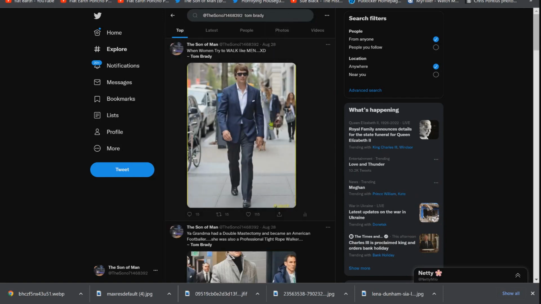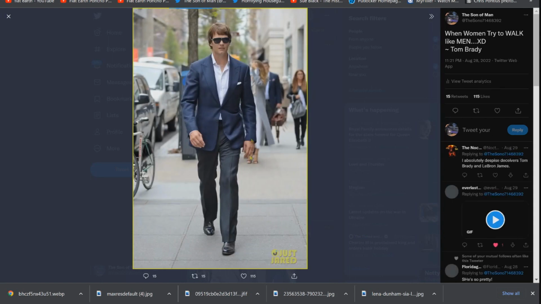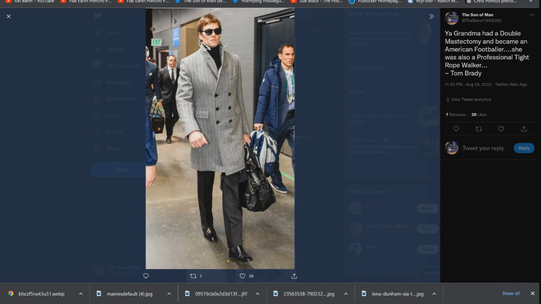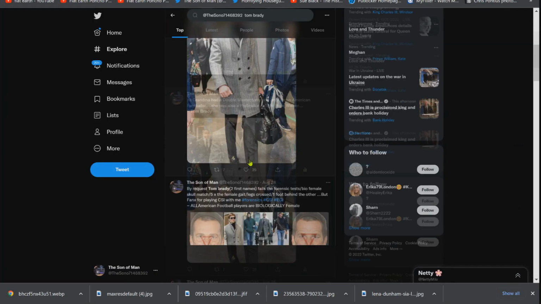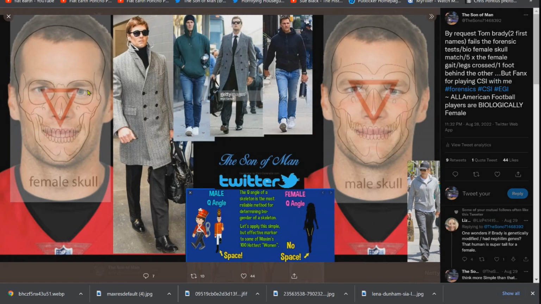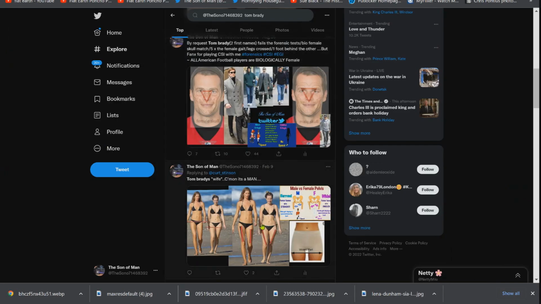2 first names, by the way. This is what happens when a woman tries to walk like a man. Look at the stance and the angles on the femurs. Small feet as well, right? Tightrope walking look. 1 foot behind the other. Tightrope walk. It's a woman. There you go. There's a full breakdown. 5 heads, close together eyes, small pink lips, no Adam's apple, sloping shoulders. 1, 2, 3, 4, 5 female gaits. Tom Brady's a female, as are all footballers.